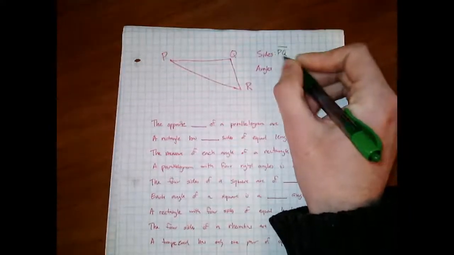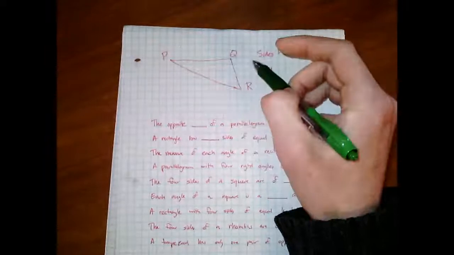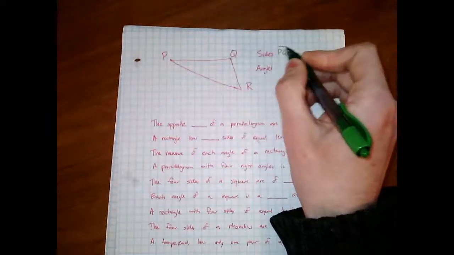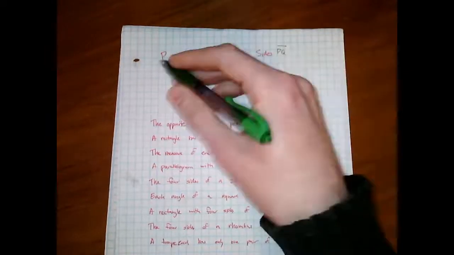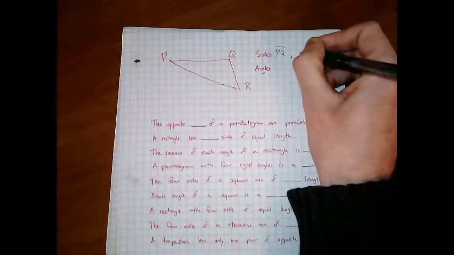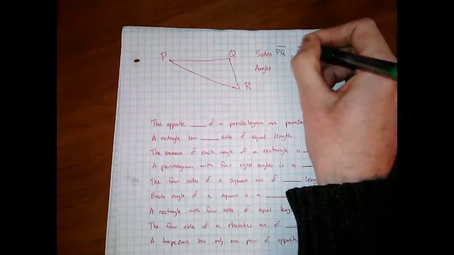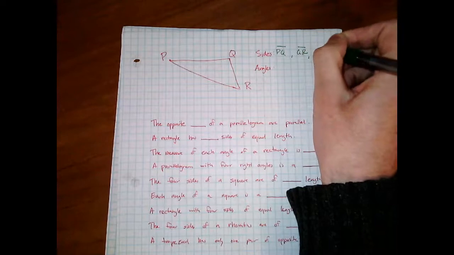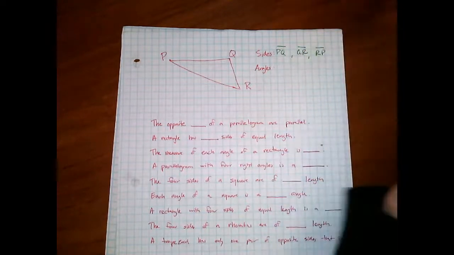Remember that I would write the two different points that make up the line segment. I draw a line over them to signify that it's a line that they make together. So PQ is one of them. What are the other two? If you were thinking QR and RP, I was thinking the same thing. Those are the three different sides.